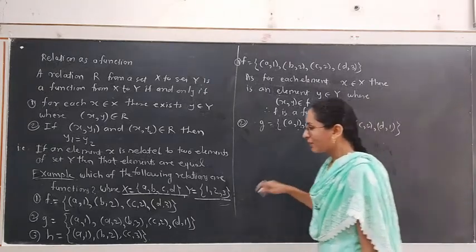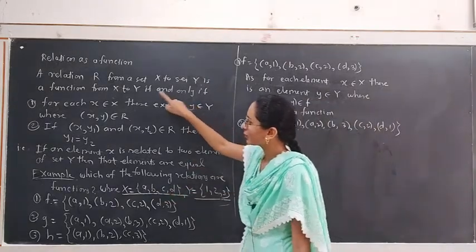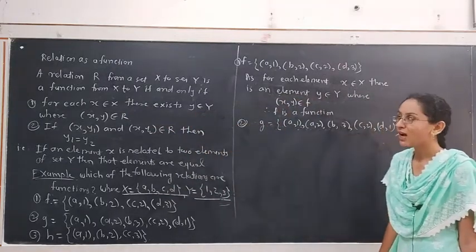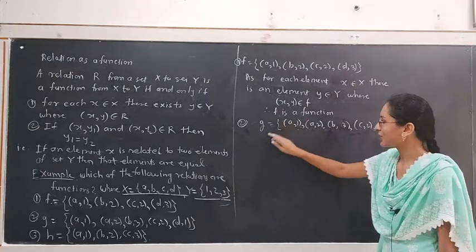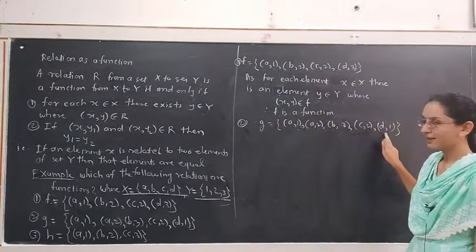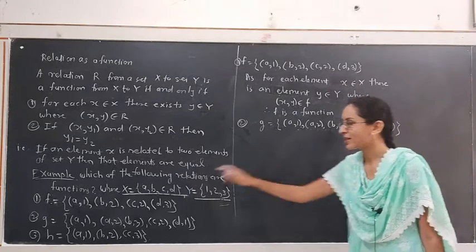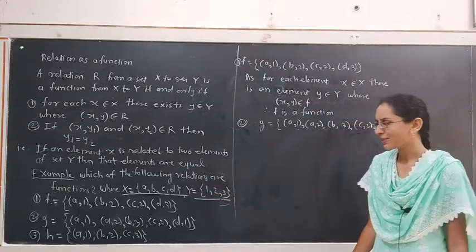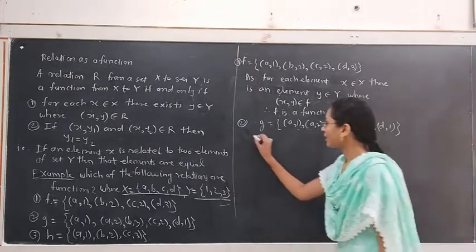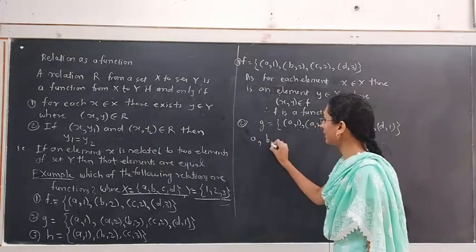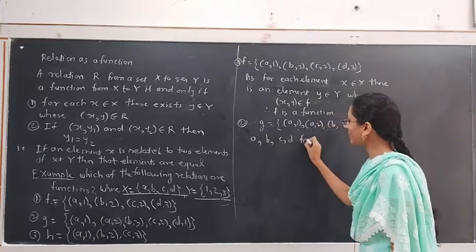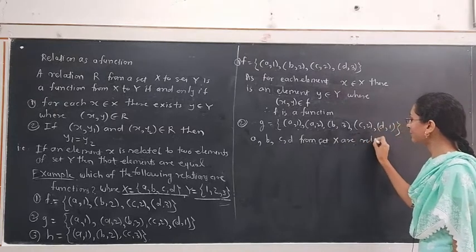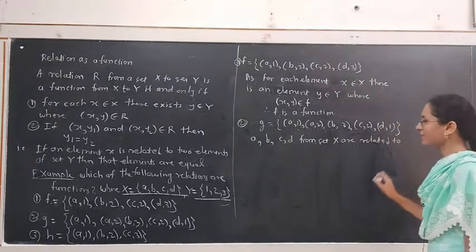See, what is the first point? For each element of X, there exists y belongs to Y where the ordered pair (x,y) belongs to R. Here the given relation is G, and A, B, C and D, all four elements of set X, are related to some elements of Y.